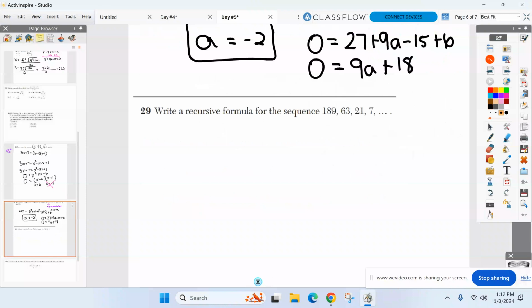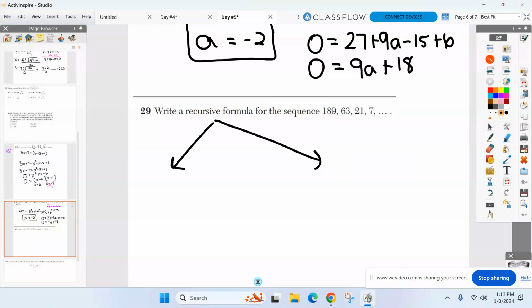Write a recursive formula for this sequence. Anybody want to be like, hey, I did a halfway decent job and I remember this? Recursive. There are 2 parts to a recursive formula. Anytime you're asked for a recursive formula, it'll always be 2 parts.